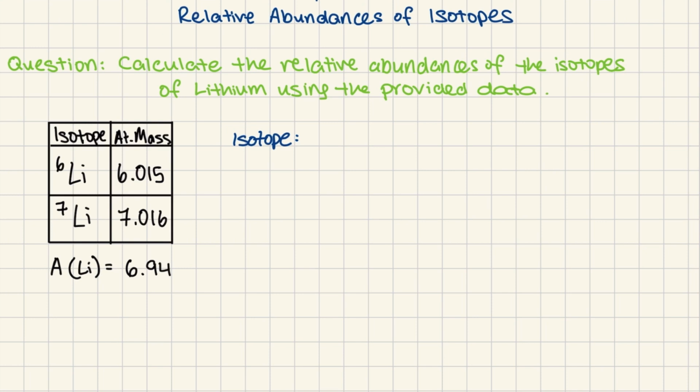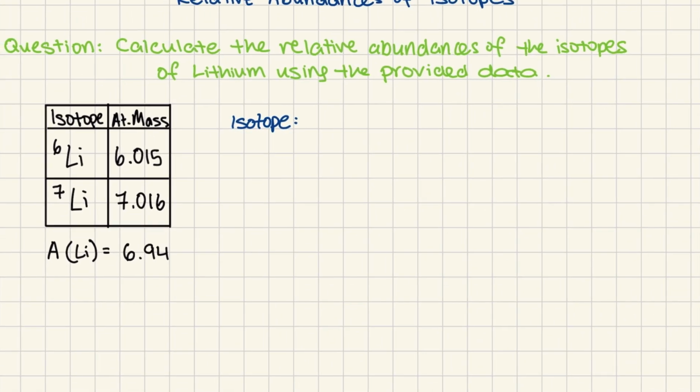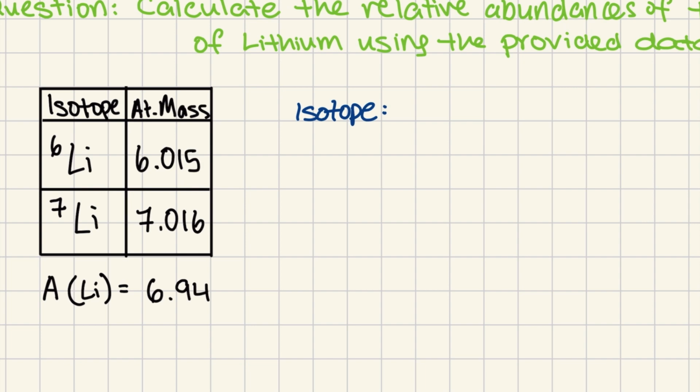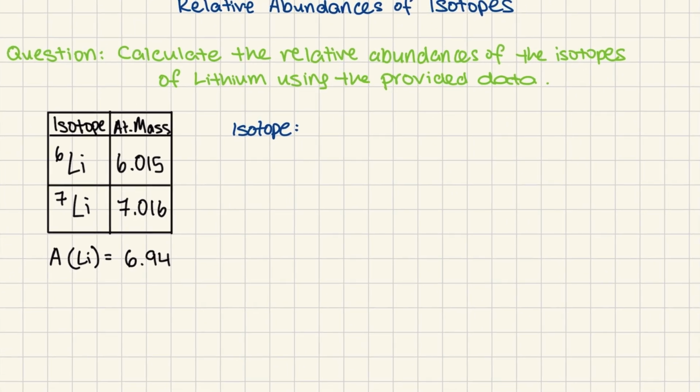So this question looks at calculating the relative abundances of isotopes using a provided data table. So here we have isotopes of lithium. We've got lithium 6 and lithium 7 with their provided atomic masses, and what we're going to be doing is calculating their relative abundances using the average mass as provided in the periodic table.